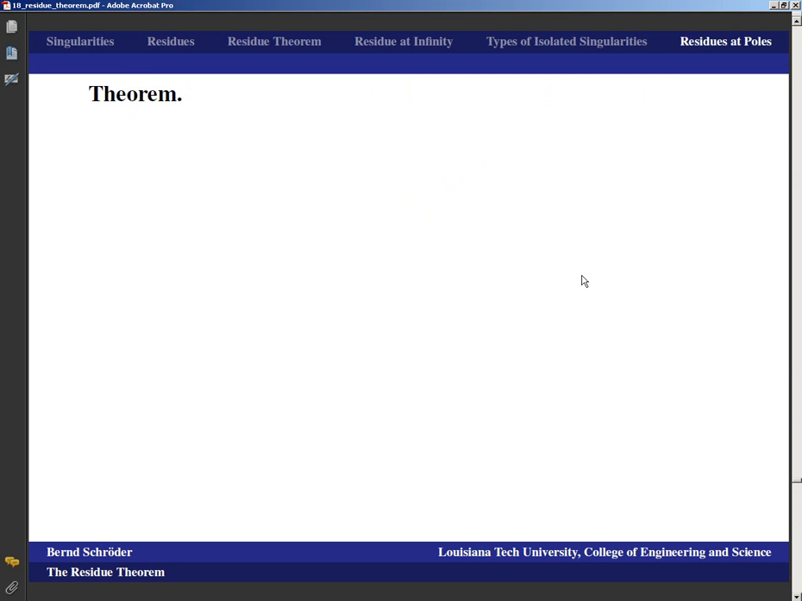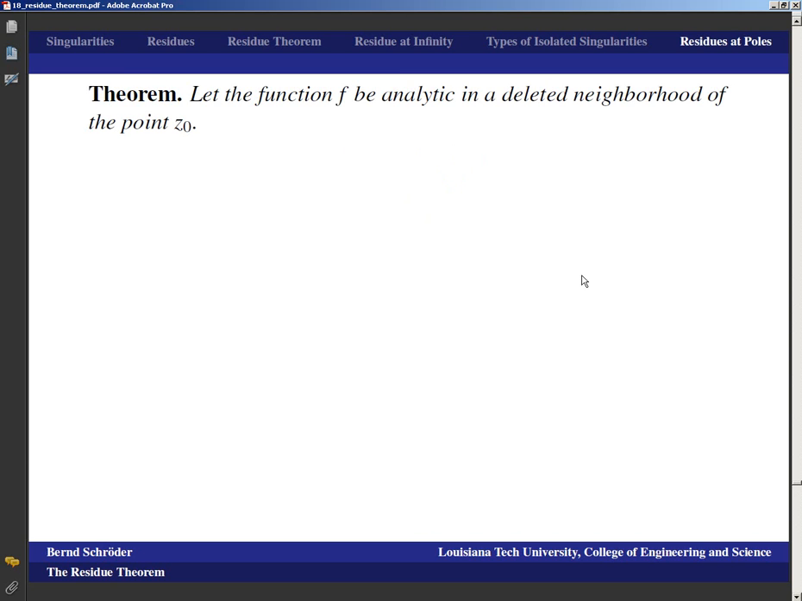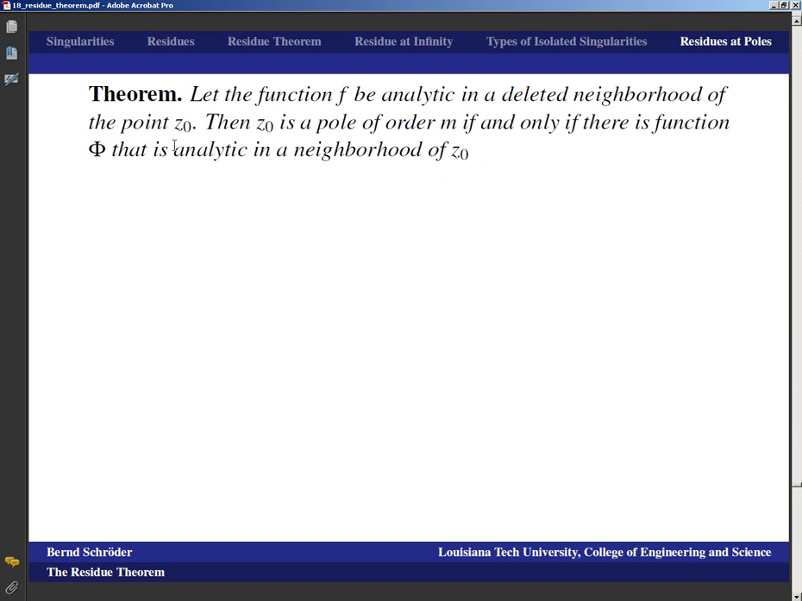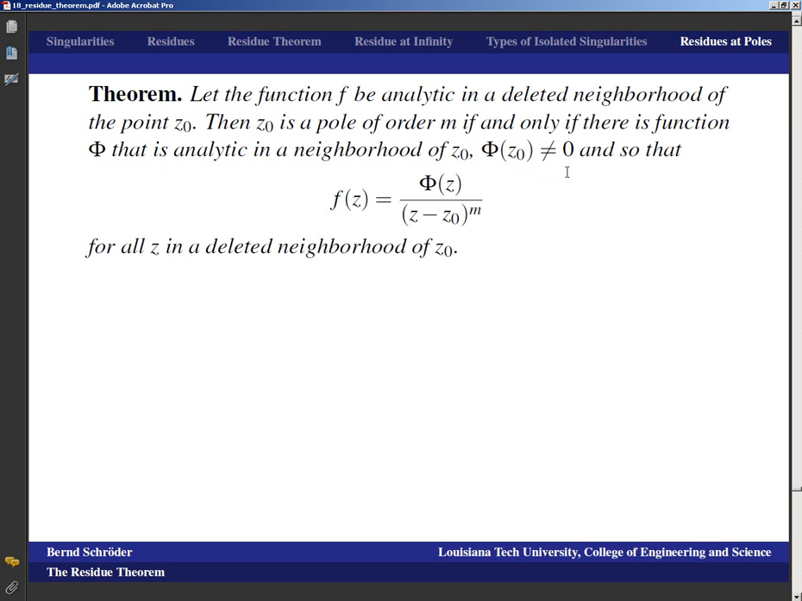Okay, our final theorem is about the computation of residues. So we take this function f that is analytic in the deleted neighborhood of the point z0. Then z0 is a pole of order m if and only if there is a function phi that is analytic in the neighborhood of z0, so that phi of z0 is not equal to 0, and so that f of z is phi of z over z minus z0 to the m for all z in a deleted neighborhood of z0.